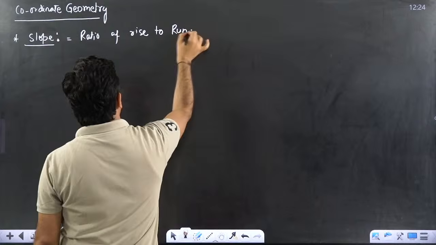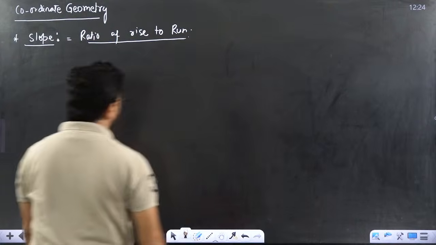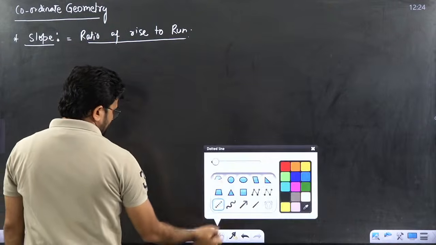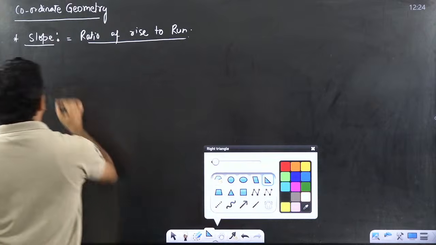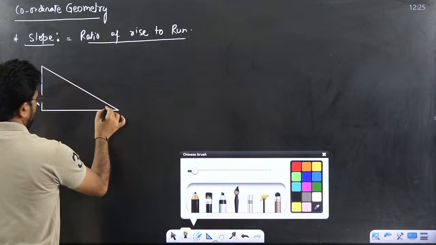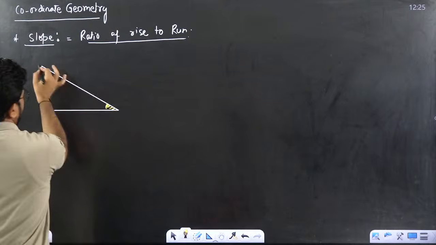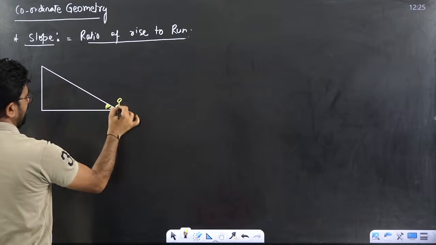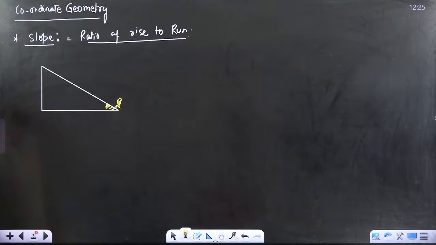Rise to run. Now you say, sir, not understood. Don't worry about it. I will explain to you. Meaning is very simple. Suppose there is one person and he moves on this inclined plane. Suppose this is a mountain, and on this mountain he is moving.